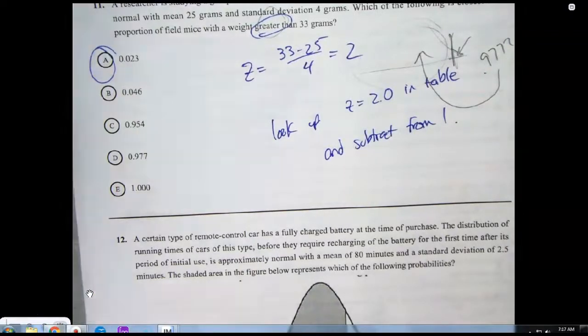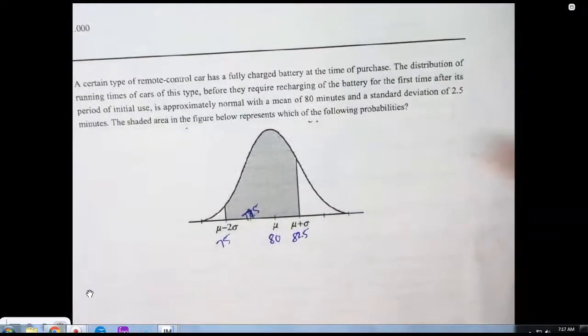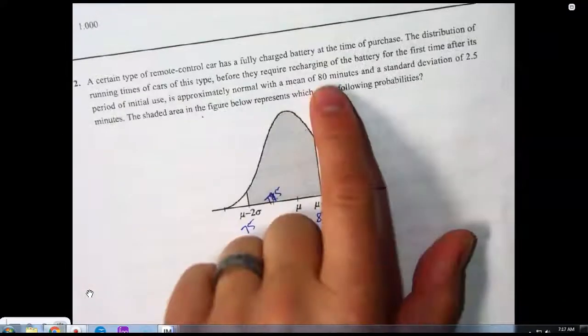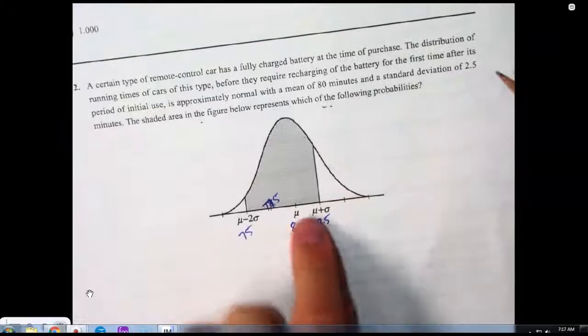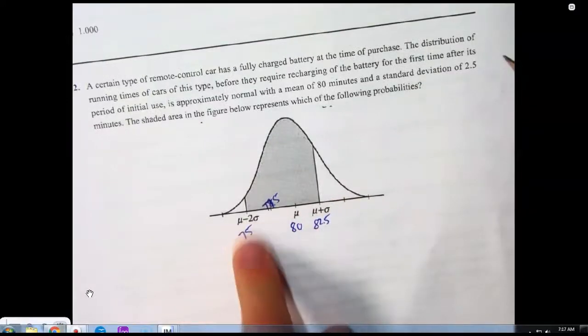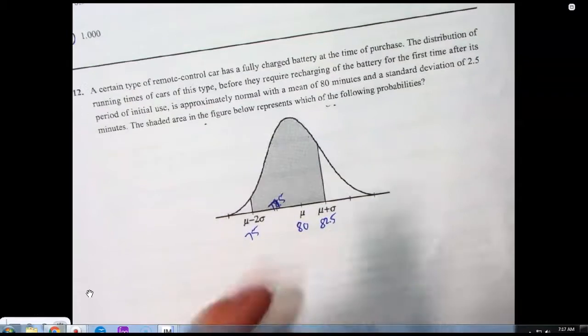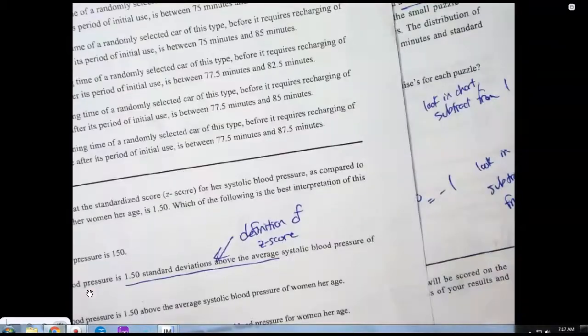Number 12. So you're just drawing out what they tell you. And I did it on part A and then realized I was done because that was the answer. So mean of 80, standard deviation of 2.5. So then over here, we're subtracting 2 standard deviations. That makes it 75. Here, we're adding 1 standard deviation. That makes it 82.5. And that was it. So that was what they're looking for.